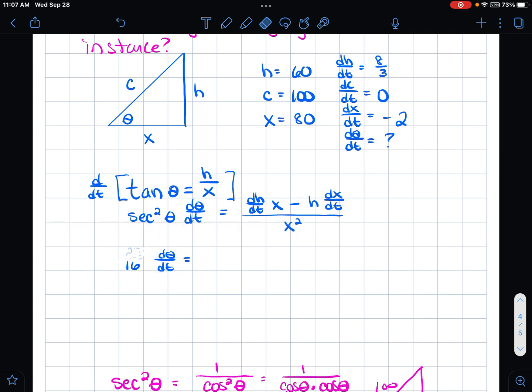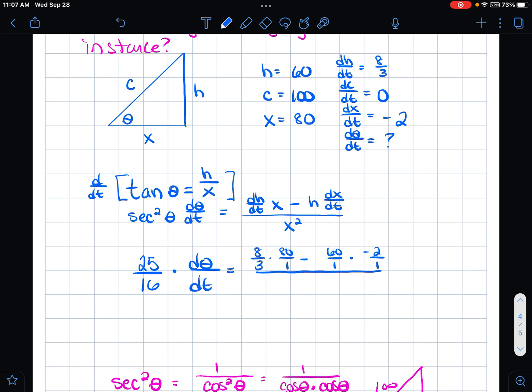I'm going to write this a lot bigger, actually. Okay, so let's write this a little bit bigger. We have 25/16 times d theta dt equals dh dt, which we found was 8/3 in the last problem. X we know is 80. H is 60. dx dt is -2. And x squared is 80 squared, or 6,400. Oh my goodness, this is going to get big. All right. I would say honestly at this point, well, nope, let's do it by hand.